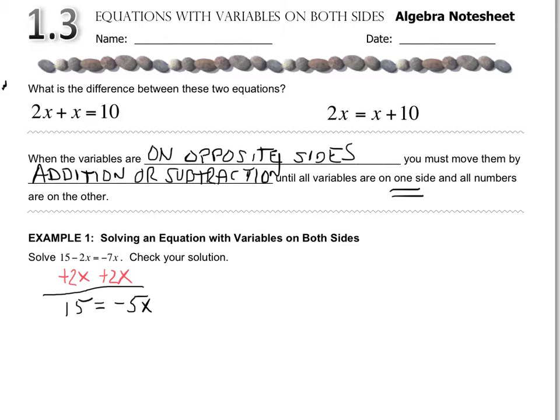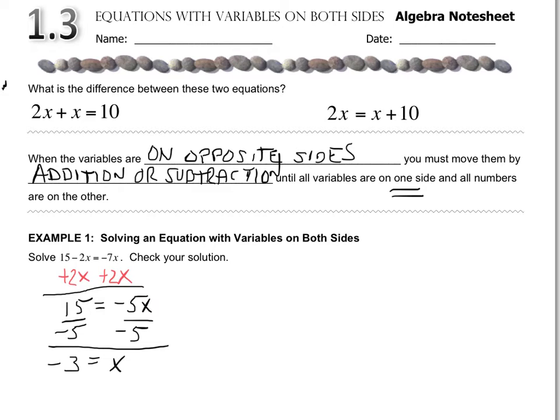At this point, I just do my one-step equation. I think of SADMEP, but I just have to think of what's the opposite operation or inverse operation of negative 5 times x. Multiplying by negative 5 means to divide by negative 5. I do that to both sides, and I should get x equals negative 3.